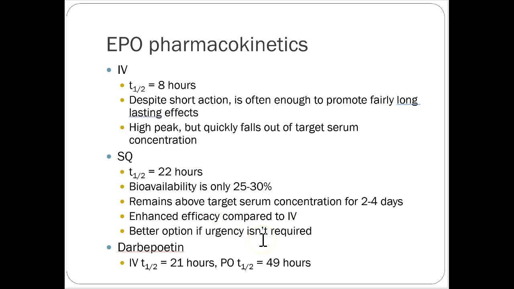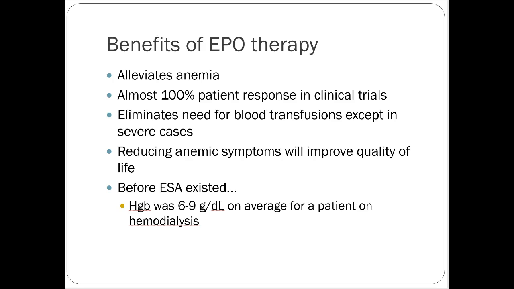If you're looking at an urgent need to get the hemoglobin up, this isn't going to happen very quickly. That's where you're going to use IV instead. And there's darbepoetin, which has a longer half-life and is longer lasting than erythropoietin, but same concept. So your benefits: it alleviates anemia. You basically get 100% patient response.